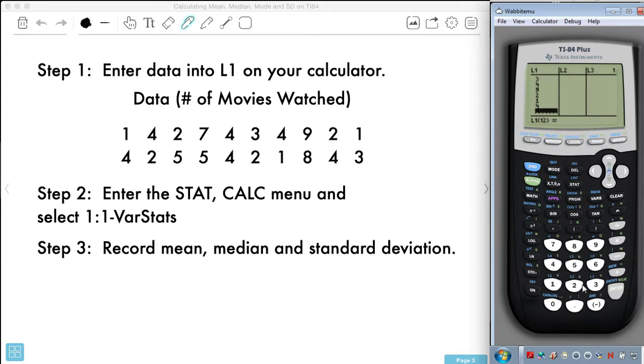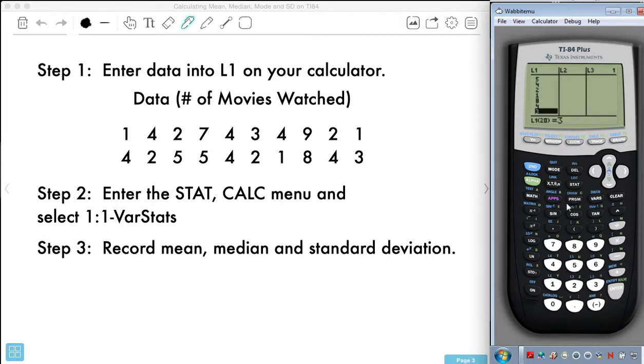So carefully enter the data. If you're working along with this at home, feel free to press pause while you get the data in and double check it. I'm going to quickly scroll back up and just run through my data again and double check that I have not made a mistake. And I have not, so I'm ready to go on.